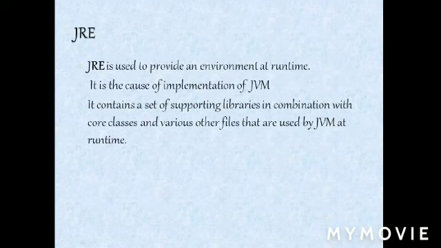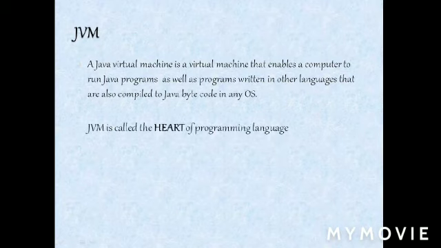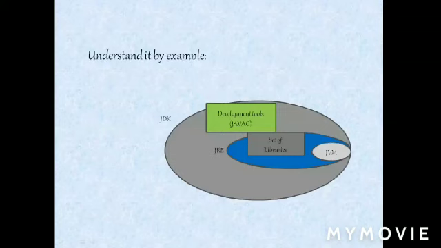JVM is a virtual machine that enables a computer to run a Java program as well as programs that are written in other languages, irrespective of any OS. The most important thing is that the JVM is called the heart of the programming language. Now, I will make it clearer what JDK, JRE and JVM are by an example. Let's suppose there is one customer that wants an application in Java. There will be two important things required for that: the development of that application and the execution of that application.